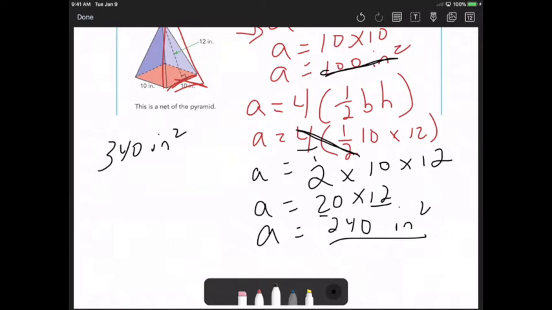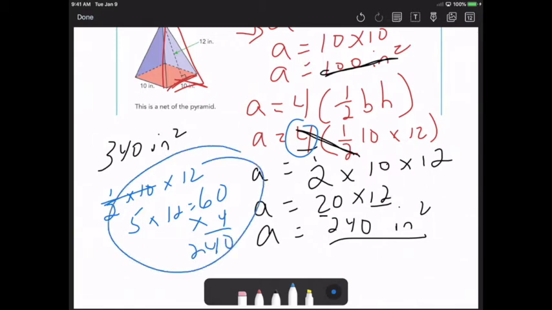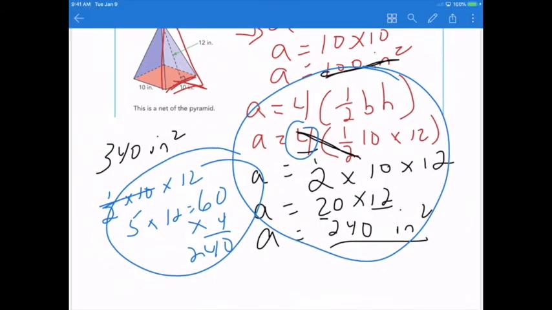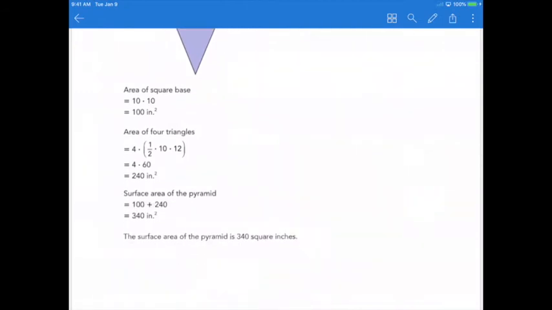Now let's say you did this, though. Instead of using the 4, you figured out one triangle. So it'd be 1/2 times 10 times 12. Half of 10 is 5, times 12 will equal 60, but that's 1. Then you have to times it by 4, and you get 240. So you could do it that way, or you could do it this way. I do it this way. I think it's a little bit of a shortcut. Okay, let's move on. That's the one that we just did. If you pause it, you can see how the book did it. It's basically the same way that I did it.